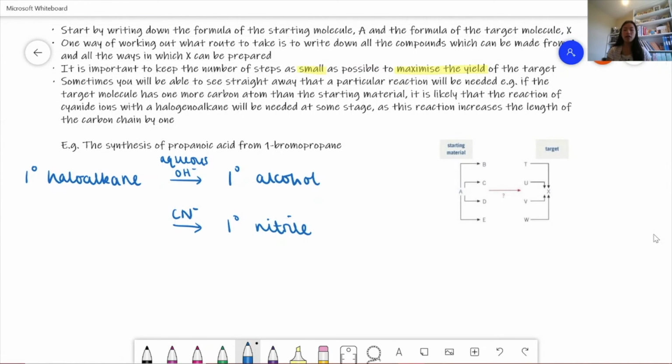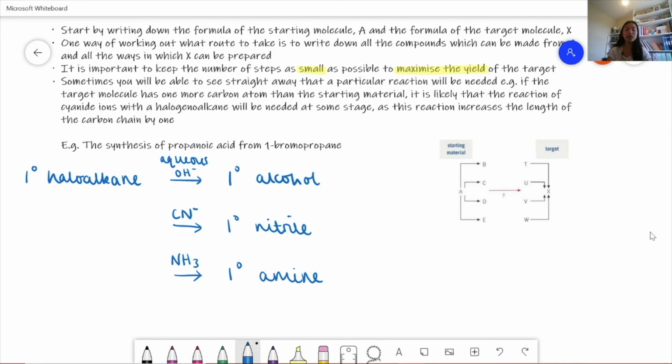And then thirdly, I can also use ammonia as a nucleophile. So if I add ammonia, then I can form a primary amine. Because if you remember the nucleophilic substitution with ammonia, we have a second ammonia nucleophile that comes and attacks. And so we remove one of the hydrogens off the NH3 to form an amine, which is NH2.